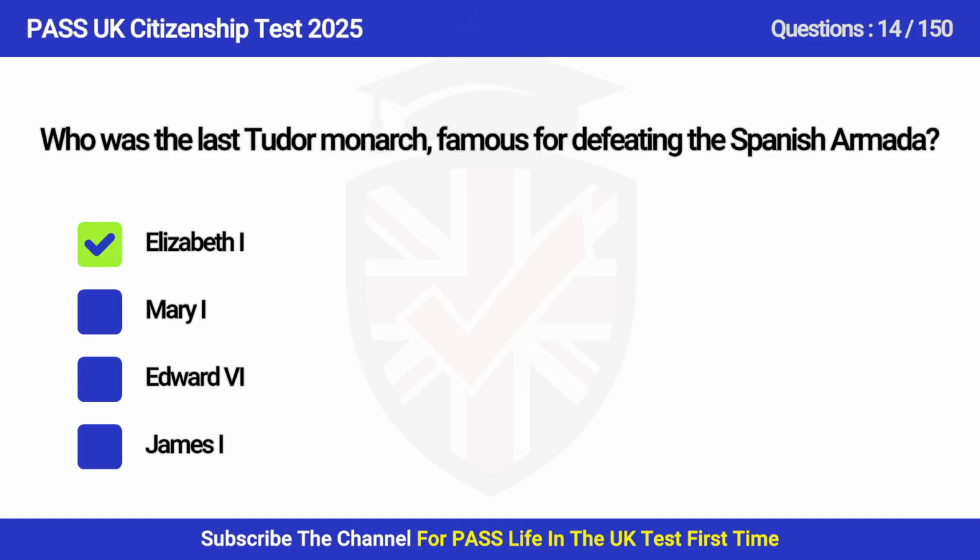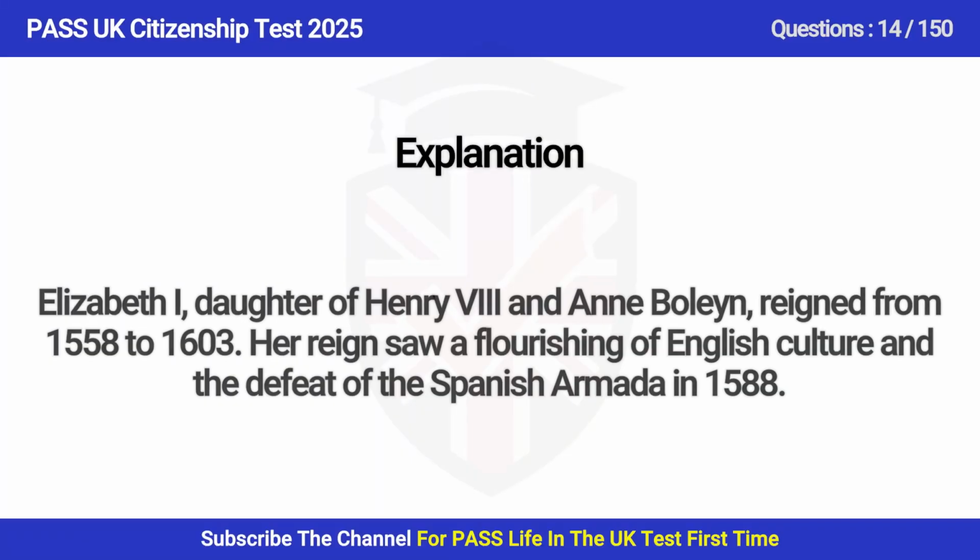Answer is A. Elizabeth I. Elizabeth I, daughter of Henry VIII and Anne Boleyn, reigned from 1558 to 1603. Her reign saw a flourishing of English culture and the defeat of the Spanish Armada in 1588.